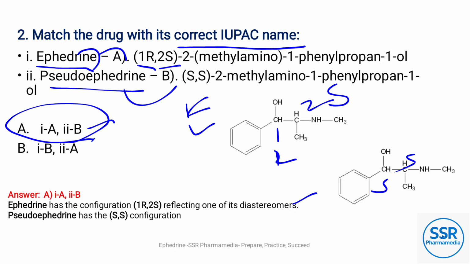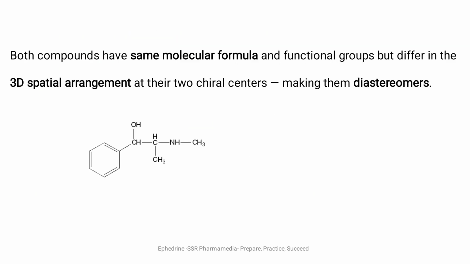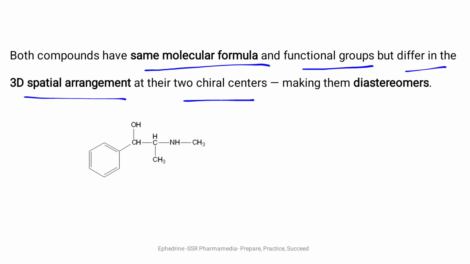So next, the explanation for this one. Both compounds have the same molecular formula and functional groups, but differ in their 3D spatial arrangement, that is, their chiral centers. That makes them diastereomers. So that's why it is stereochemistry and stereoisomers. So this is a diastereomer pair.